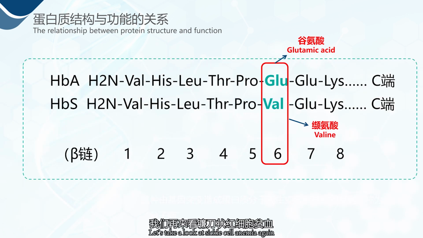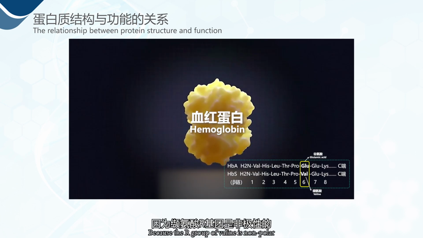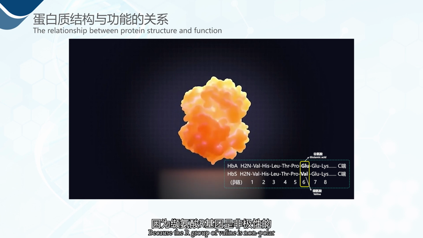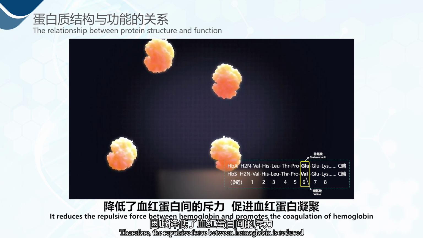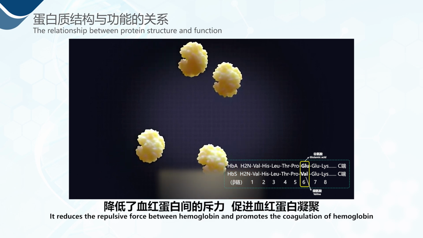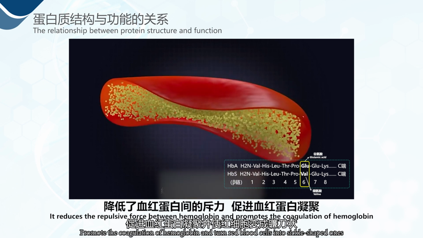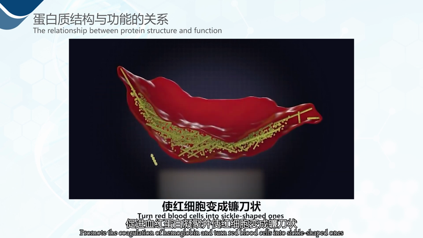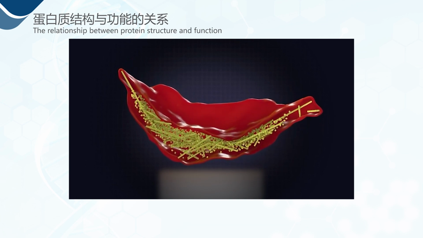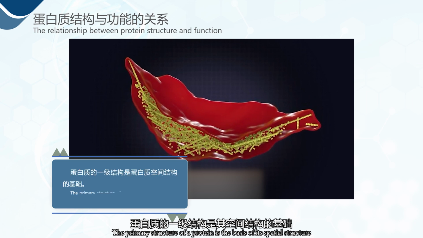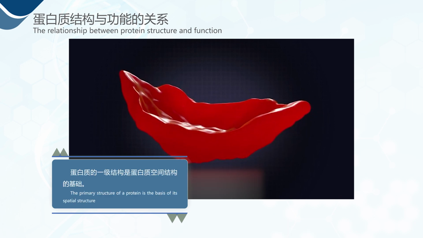Let's take a look at sickle cell anemia again. After glutamic acid is replaced by valine, because the R group of valine is non-polar, and it is uncharged, the repulsive force between hemoglobin is reduced. This promotes the coagulation of hemoglobin and turns red blood cells into sickle-shaped ones. From this, we can see the primary structure of a protein is the basis of its spatial structure.